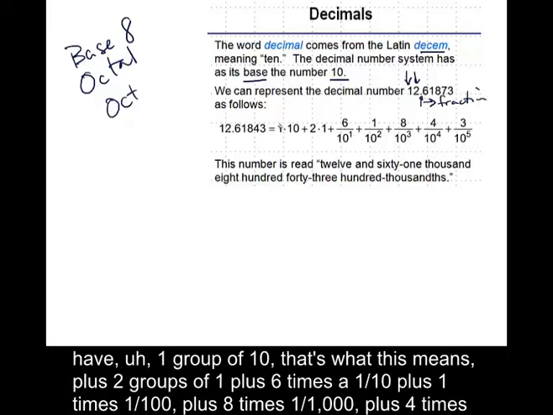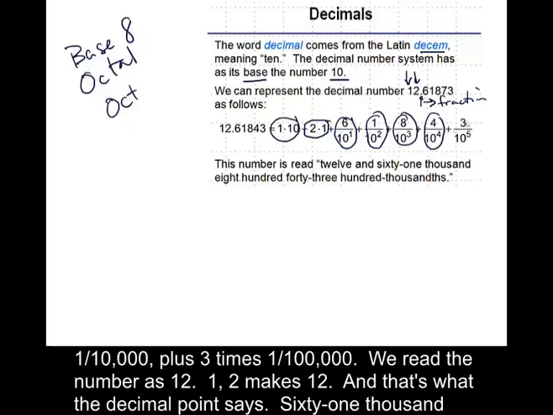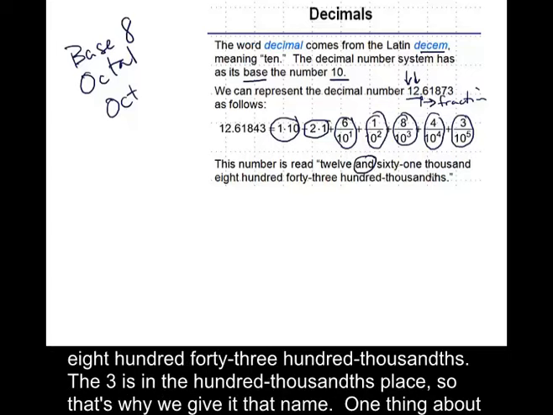So we have one group of 10, that's what this means, plus two groups of 1, plus 6 times a tenth, plus 1 times 1/100th, plus 8 times 1/1000th, plus 4 times 1/10,000th, plus 3 times 1/100,000ths. We read the number as 12, 1 and 2 makes 12, and that's what the decimal point says, and 61,843 hundred thousandths. The 3 is in the hundred thousandths place, so that's why we give it that name.